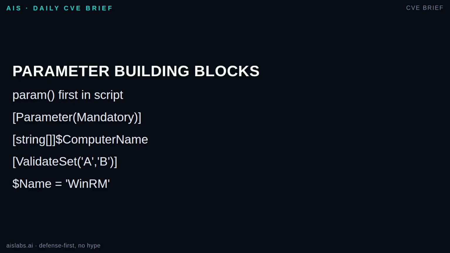[int]$Days means PowerShell expects an integer and fails during parameter binding if the caller passes banana. ValidateSet Running, Stopped allows only those strings, and it gives tab completion. A default, like [string]$ServiceName = 'WinRM', keeps the normal case short while still allowing overrides.